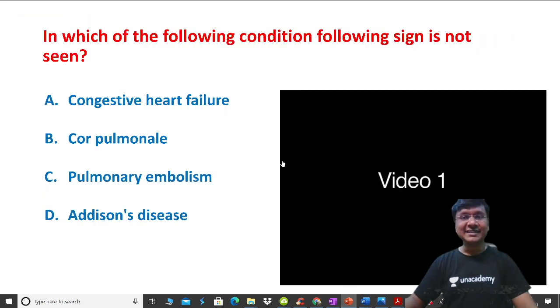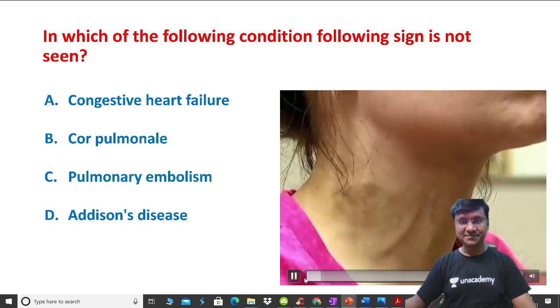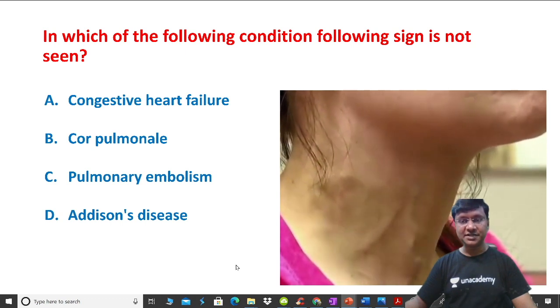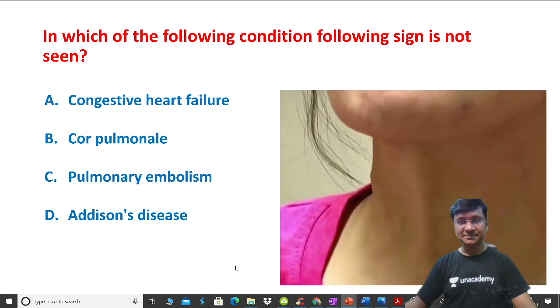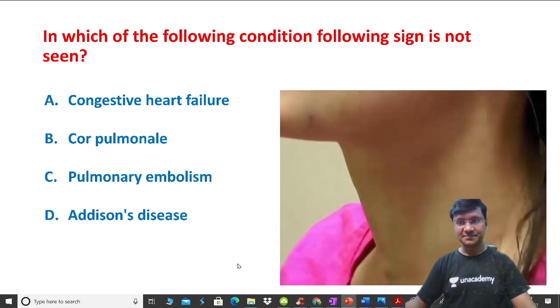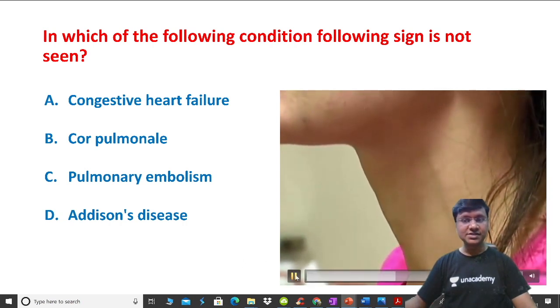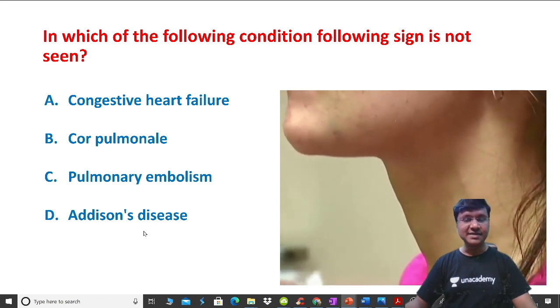So having said this, let me discuss the clinical sign of the day for today. In which of the following is the sign not seen? I'll show you the video first, that is the clinical sign, and then you answer this question. Yes, you can observe that beautiful sign in the neck of a patient. Right, so the options go like this: congestive heart failure, pulmonary embolism, Addison's disease.